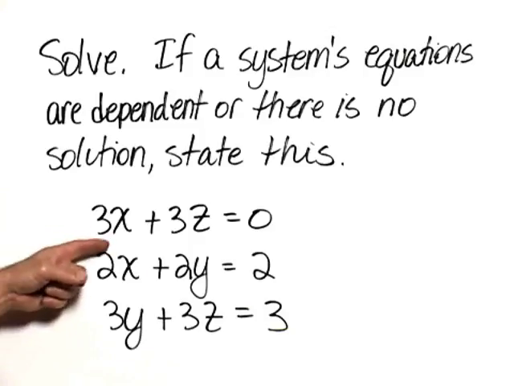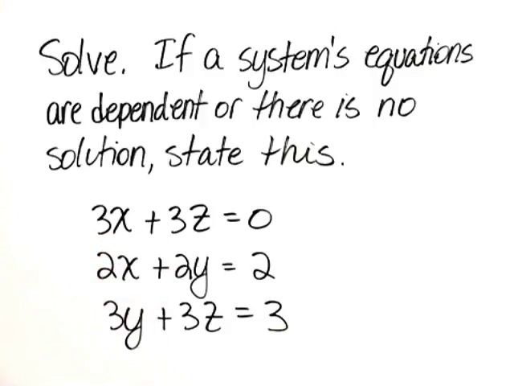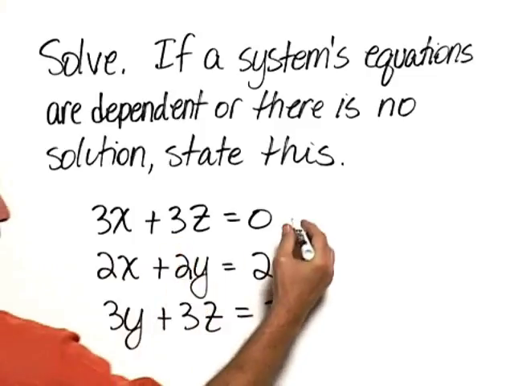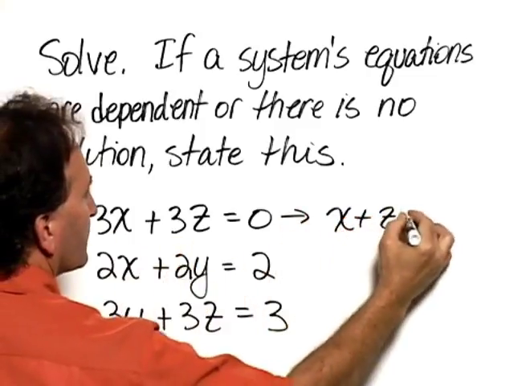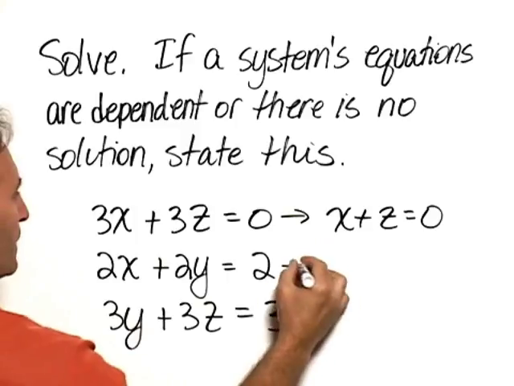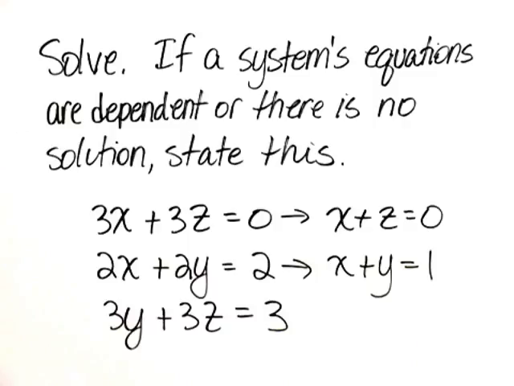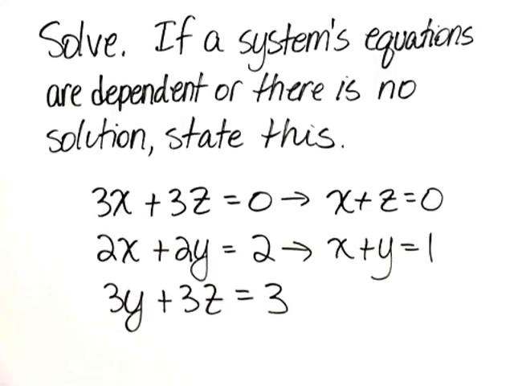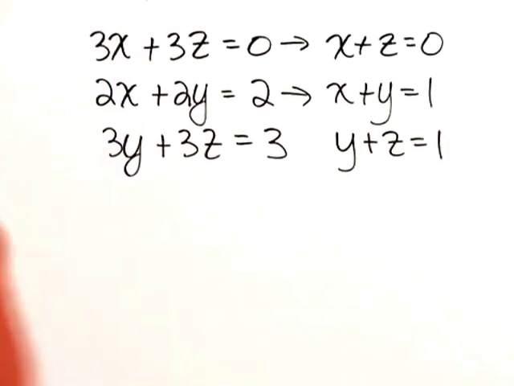What I want you to notice is that we can simplify this equation by dividing both sides by 3. And it would then be written as x plus z equals 0. This equation we can divide both sides by 2, and it would become x plus y equals 1. This equation we can also simplify by dividing both sides by 3, and we get y plus z is equal to 1.